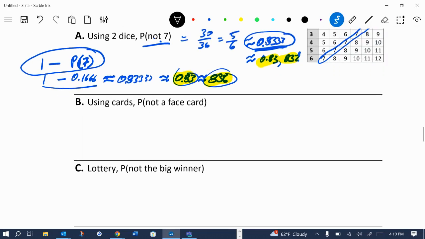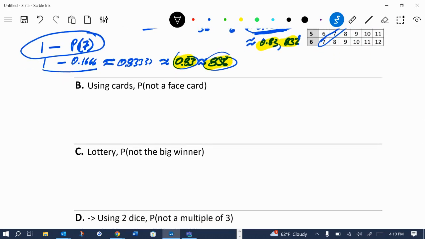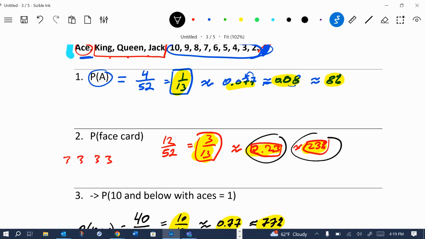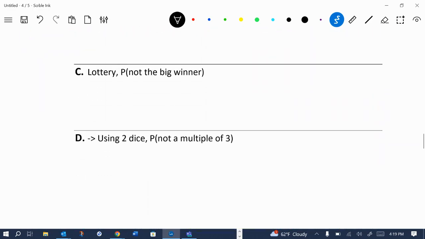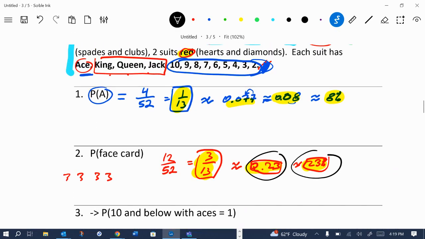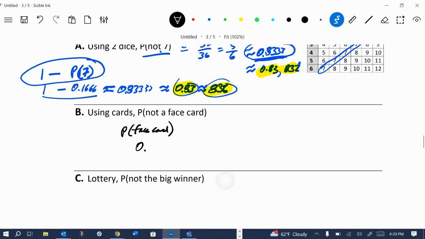Now let's look down here at using cards and not a face card. Well, we'll go back up here. When we did face cards, we found 23% or 0.23. So I can do 100 minus 23%, or I can do that P of a face card was 0.23. Well, if I want it to be not a face card, I would do 1 minus 0.23, and that would be about 0.77, or 77%. I think that's what it comes to.